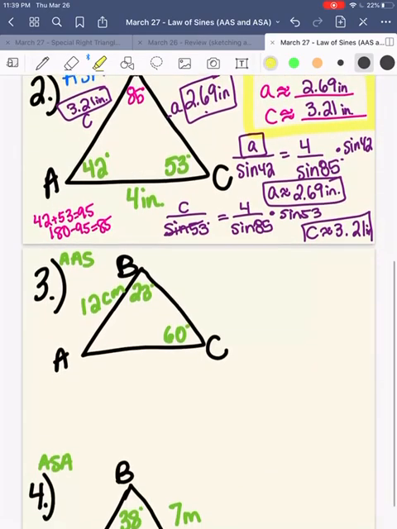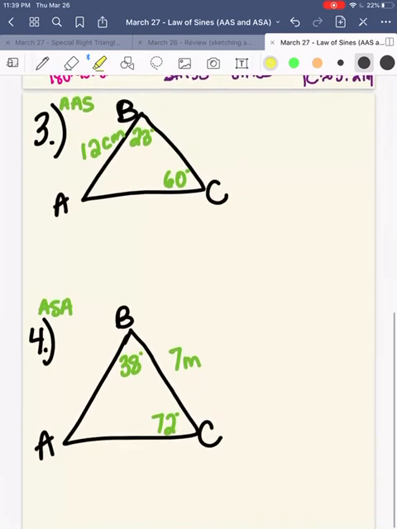Okay, so I want you to pause once you get to this screen, and I want you to try these two, okay? This is all I want you to do. You do not have to submit anything to me. I just want you to try them. Pause the video because I am going to keep going. And then once you've tried them, I want you to play the video and see if you got them correct, okay?